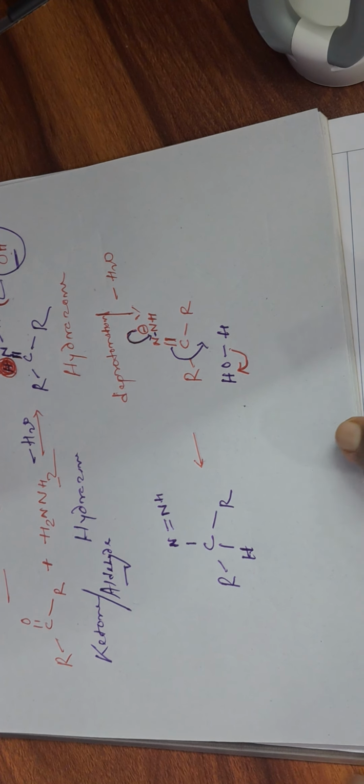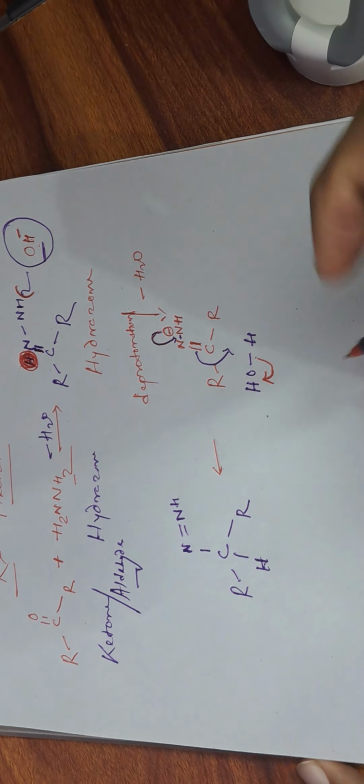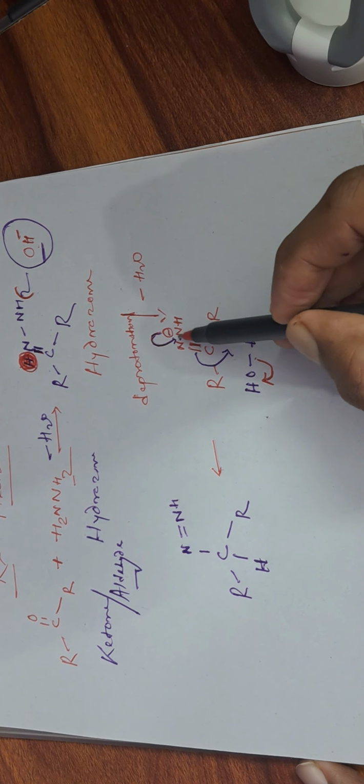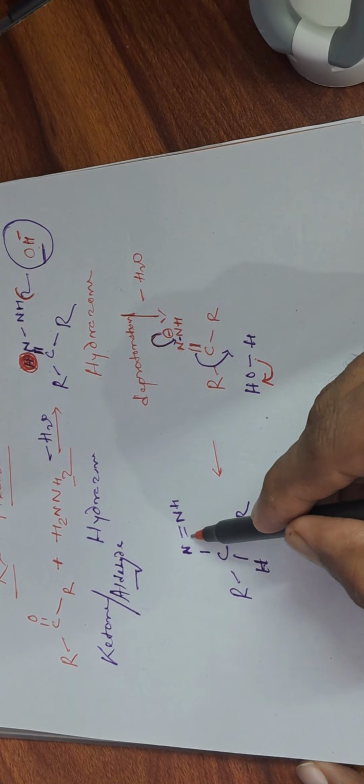Okay, let me just write it in this one. Right. So what happened here? So here this electron came here. It is through delocalization of this particular charge. It came here to form a double bond. This double bond has been formed here.